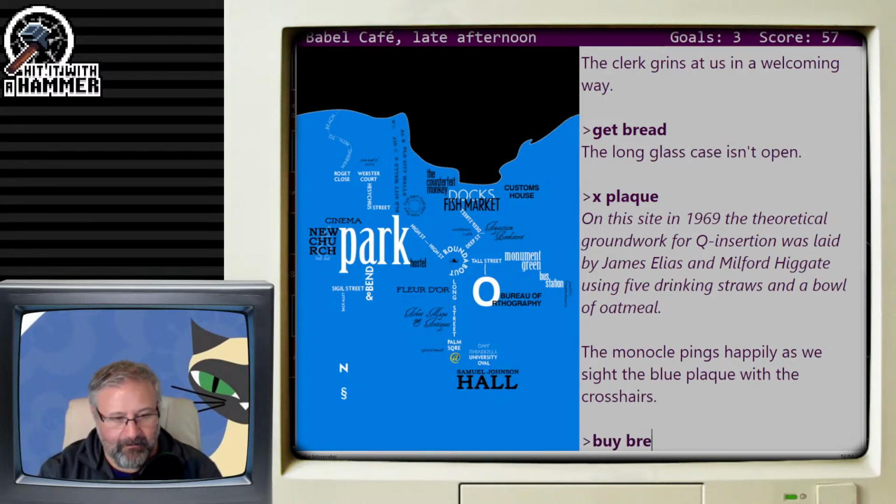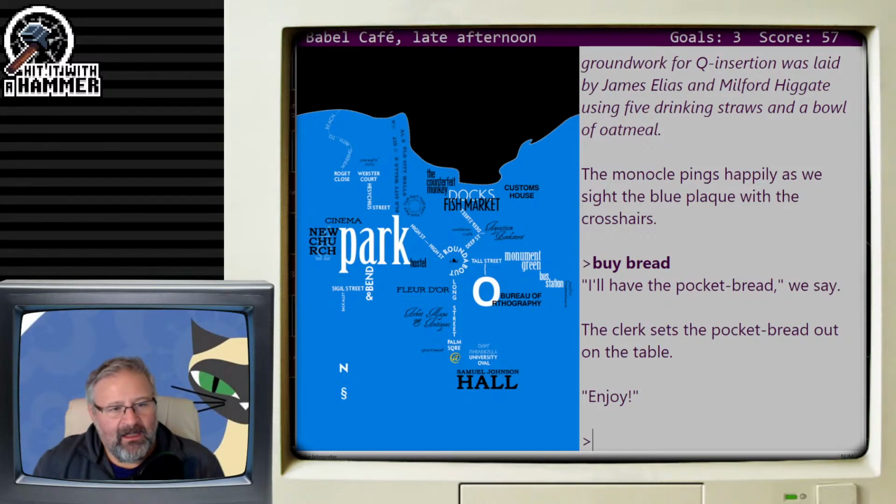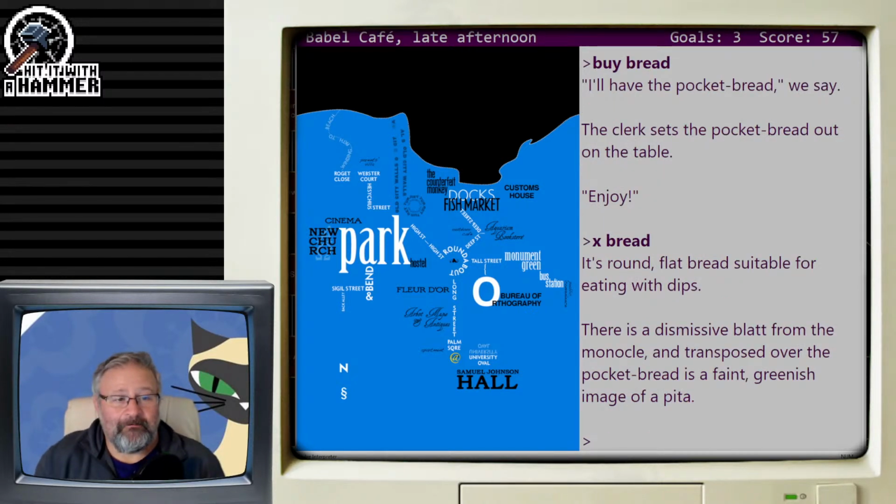Can we buy the bread? I'll have the pocket bread, we say. The clerk sets the pocket bread out on the table. Enjoy. Suppose we should look at it. Aha! It's a round, flat bread suitable for eating with dips. There's a dismissive blat from the monocle, and transposed over the pocket bread is a faint greenish image of a pitter. So we can make a pit.